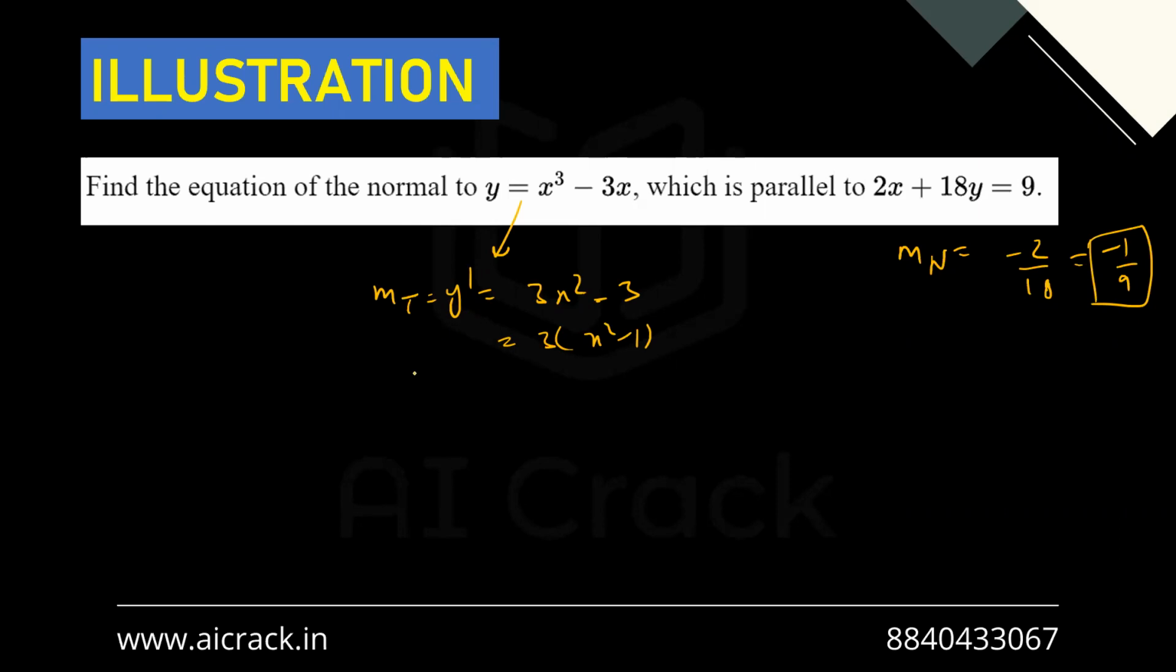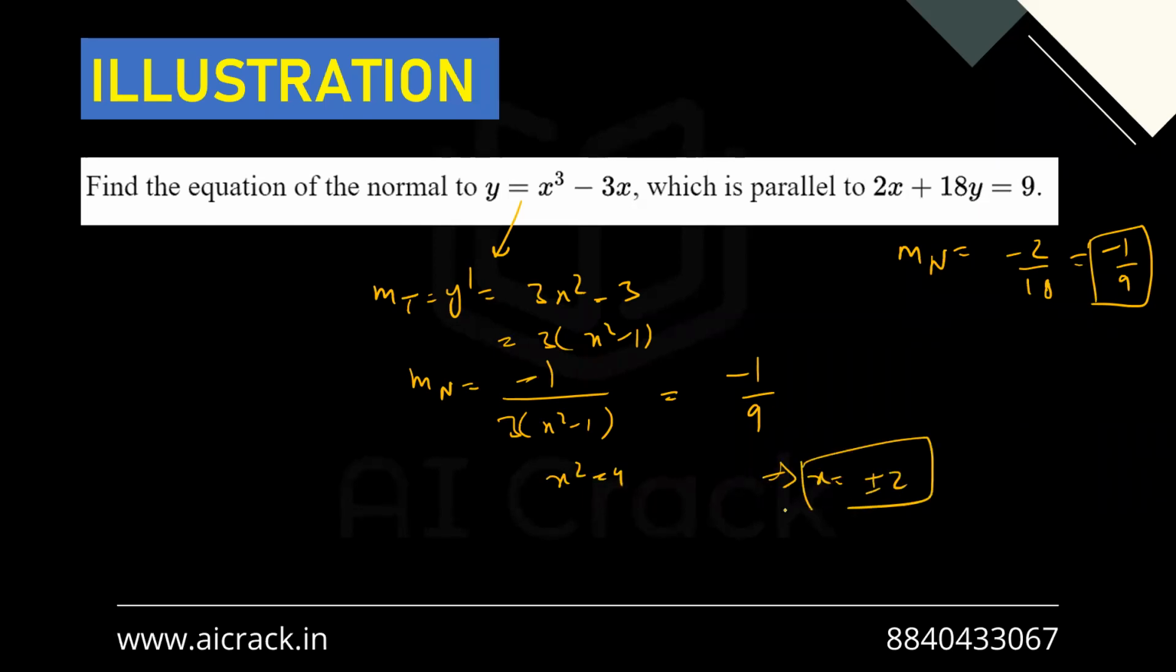So what would be m normal? M normal would be minus 1 by 3 times x square minus 1, right? And this should be equal to minus 1 by 9. So that would give us x square equals 4 and x equals plus minus 2. So we have got 2 points over here, x equals plus minus 2.